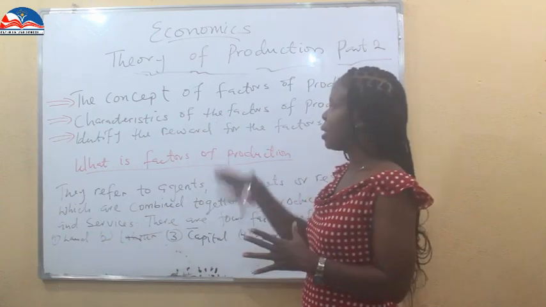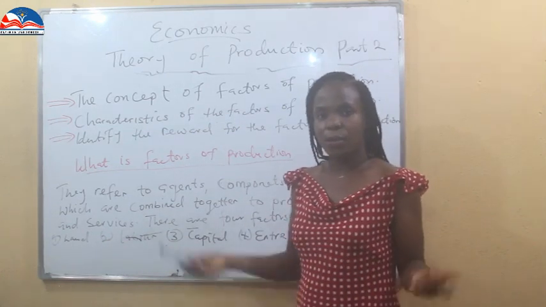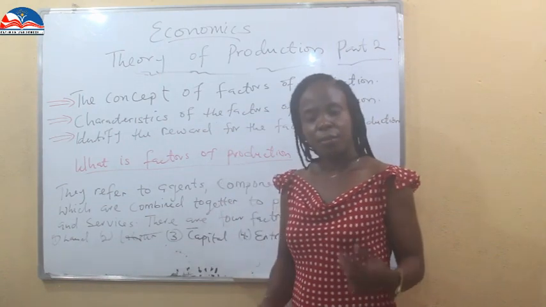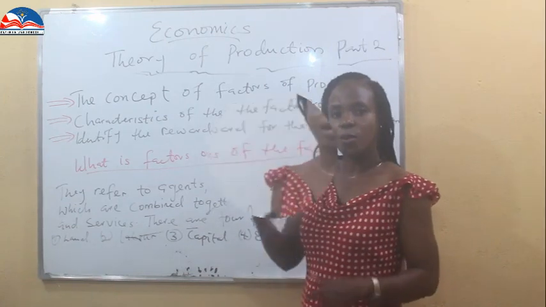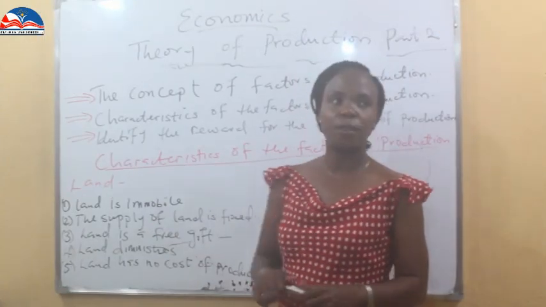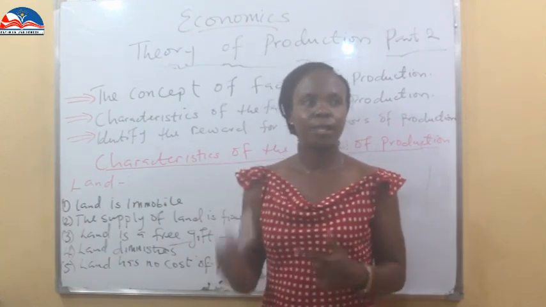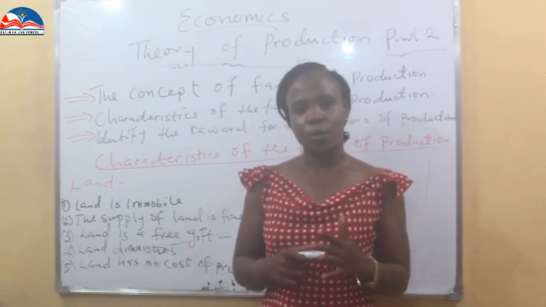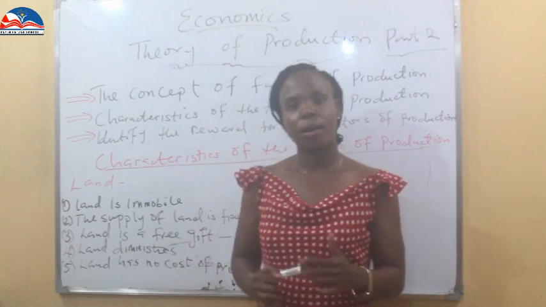After we have seen this, let's see the next objective. What are the characteristics? We'll talk about land and what are the characteristics of land, labor, capital, then entrepreneur. Out of the 4 factors we have mentioned, the first factor, land, is one of them. Now let's see the characteristics of land.